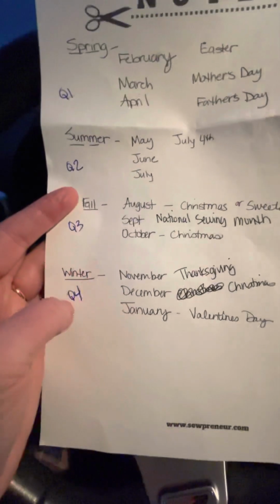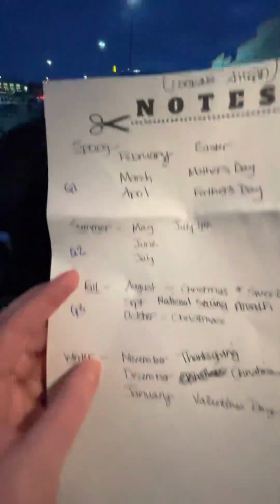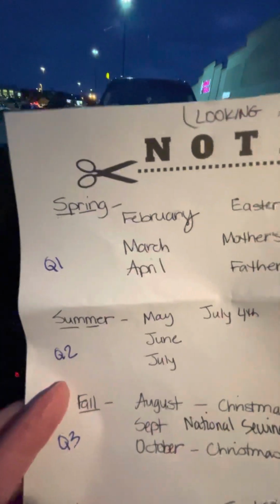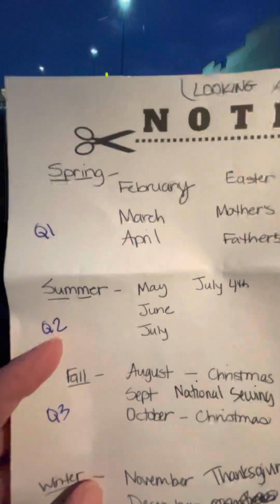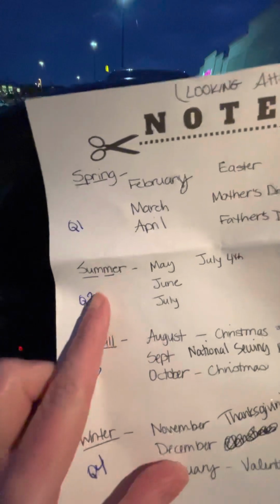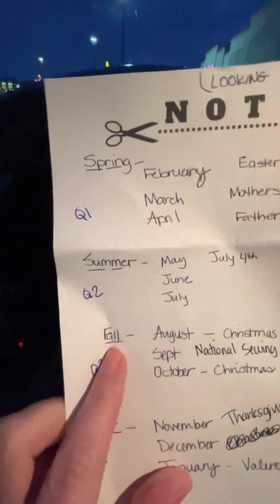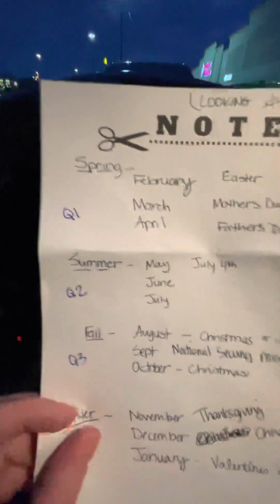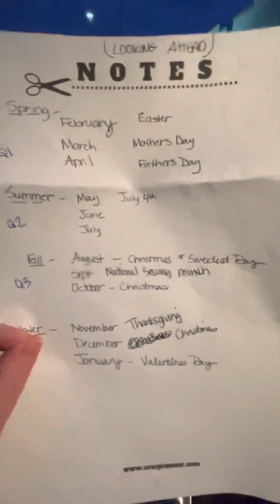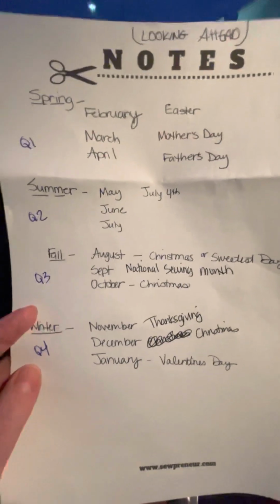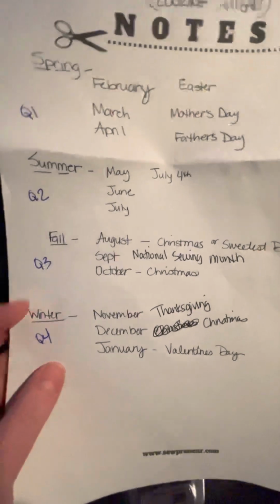Now in the winter, quarter four, that's when you would plan your spring quarter one. And then by the time you get to summer, you should be planning for your fall and the winter, and so forth. So this kind of gives you an idea of how you can structure your year and your quarters.